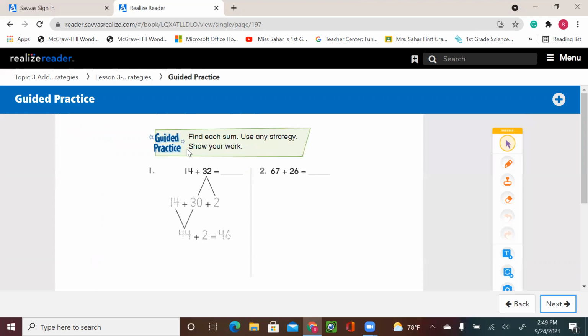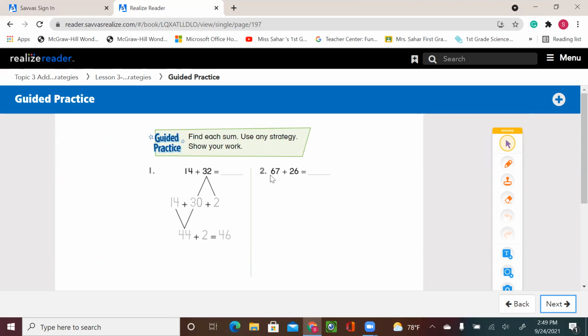So let's see the guided practice we have here. Find each sum. Use any strategy, show your work. So 14 plus 32. I have the 14. I remember the break apart lesson, 30 plus 2. So now I know that I have 3 tens and 1, so that's 4 tens. And then 44 plus the 2. So 44 plus 2 is 46.